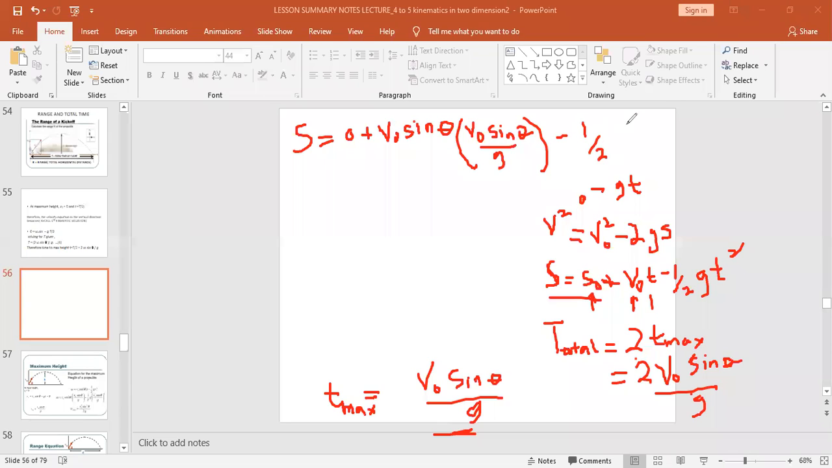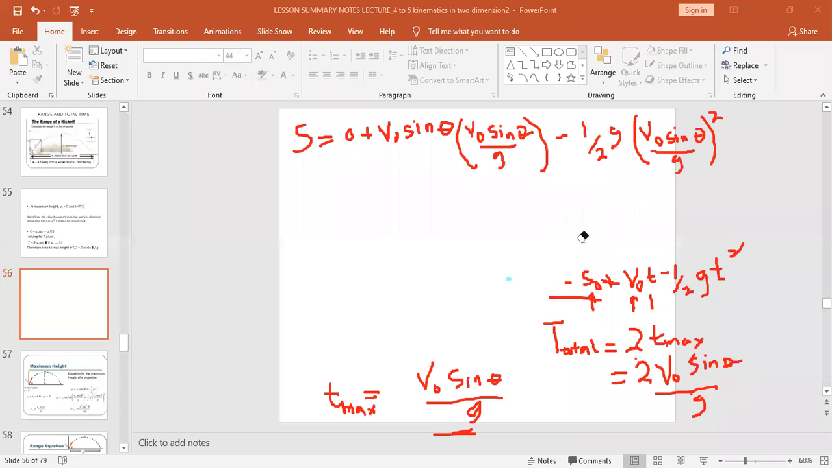So that will be half G times V naught sine of theta over G, all squared. Okay, so now let's expand and simplify this. If we are to expand and simplify this, I'll leave an aspect of the simplification for you to do.